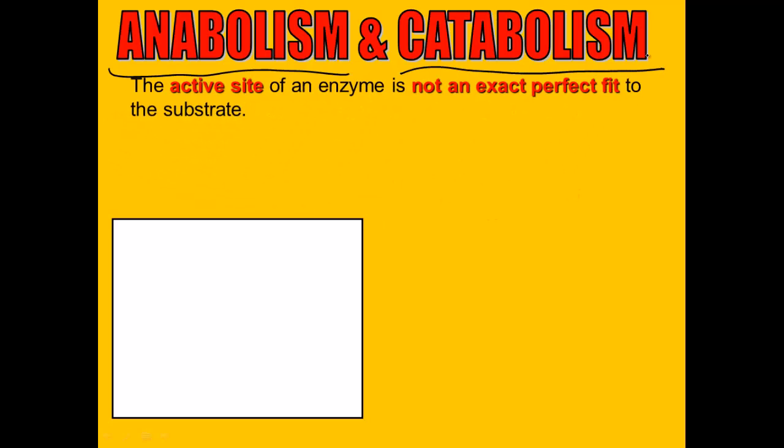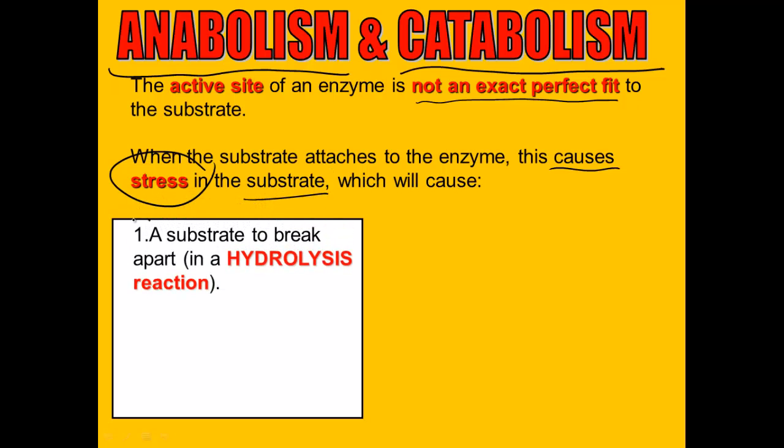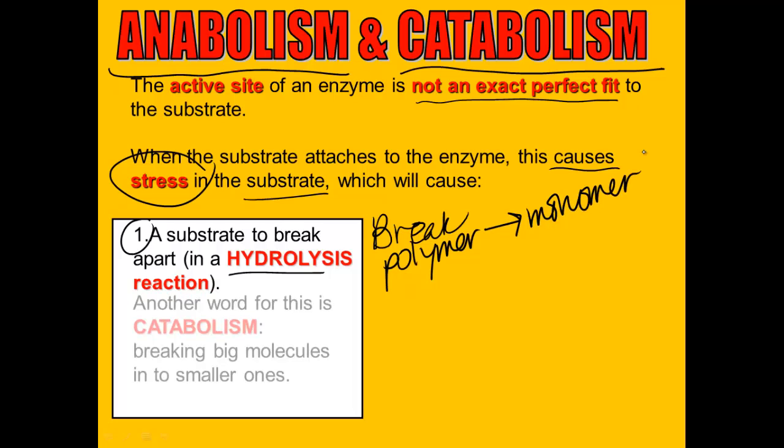Now we need to talk about anabolism and catabolism. We know that the active site of an enzyme isn't exactly a perfect fit. And like I said, this causes stress in the substrate. That stress will cause one of two things. It will either cause the substrate to break apart, and that's what you get with a hydrolysis reaction. We know you need to add water to make this happen, and then hydrolysis occurs.